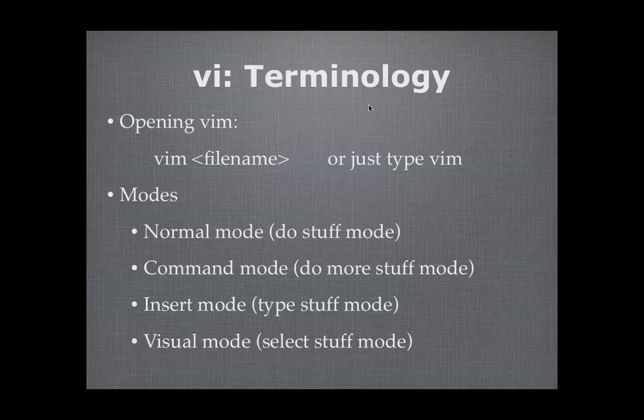So Vim is kind of similar to Emacs in the sense that it has different modes. It has normal mode, which is like a do stuff mode. It has a command mode, which is a do more stuff mode. It has insert mode, which is like when you want to type stuff, when you want to enter text. It has a visual mode. This is like a select stuff mode. So it's got these different modes, and you use different keys to enter those different modes. And depending on what mode you're in, the letter keys are going to do different things.